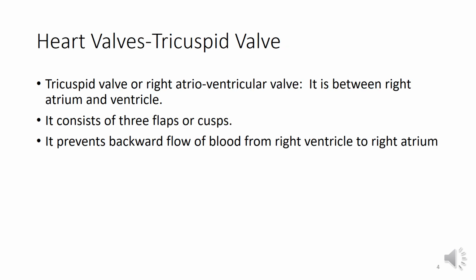Now we will discuss the tricuspid valve. The tricuspid valve is also called the right atrioventricular valve. It is located between the right atrium and ventricle. It consists of three flaps or cusps. It prevents backward flow of blood from the right ventricle to the right atrium.